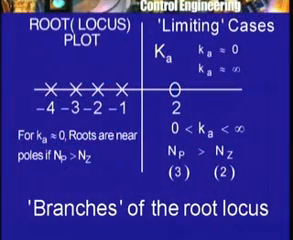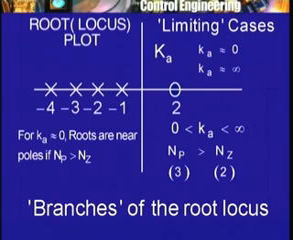Now what happens when Ka becomes very large? The answer is there will be branches, or there will be roots, which will be very close to the zeros for large value of K. Now I have 2 zeros, so there will be 2 roots which will be close to these 2 zeros, but the number of roots is 3. So what about the third root?